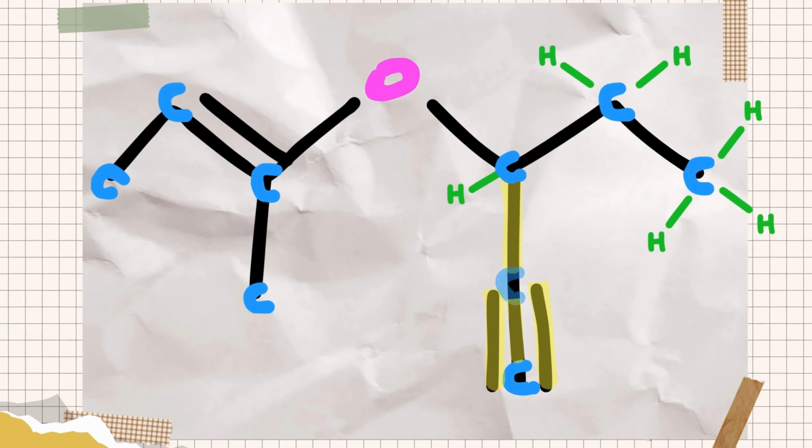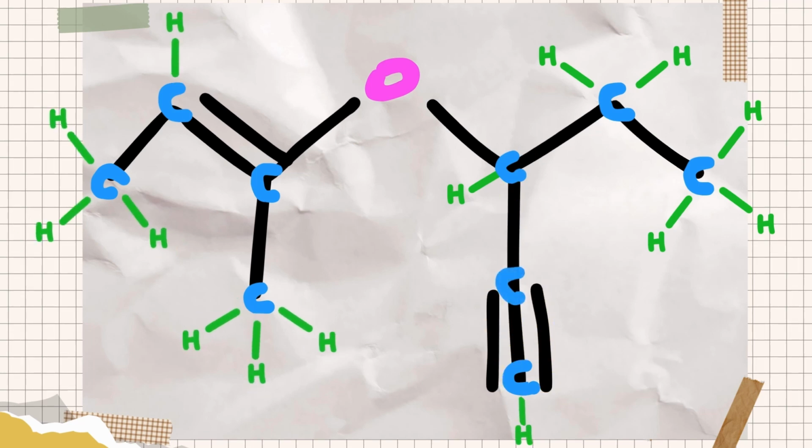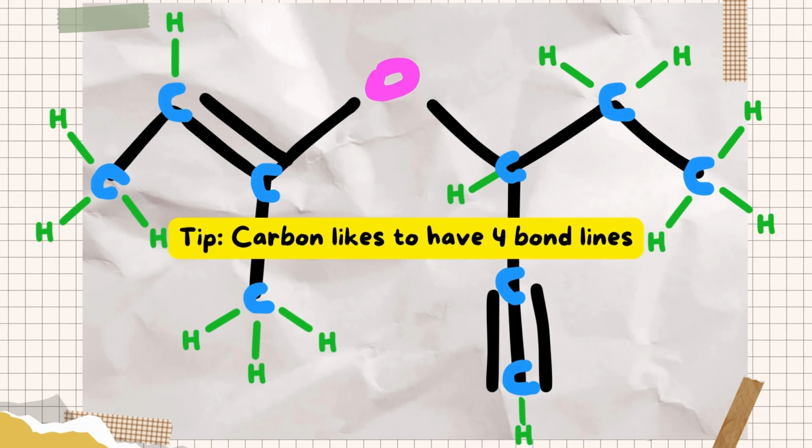So as you can see, all these carbons just get a hydrogen depending on how many more lines they need. So that's the major tip here. Carbon just usually wants to have 4 lines in bondline structure. Just add in your implied hydrogens to complete that amount.